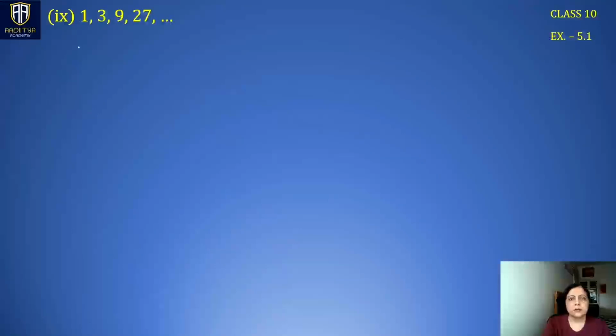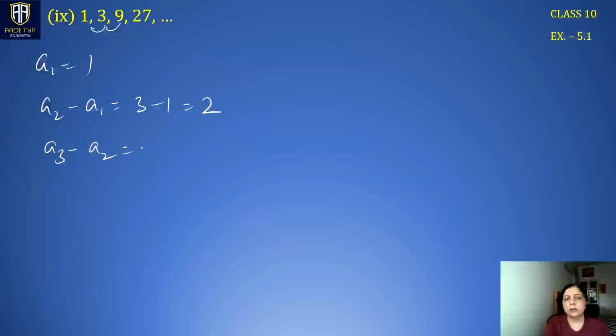Next is 1, 3, 9, 27. Just by looking at the sequence, we can say that this is not an AP. a1 is 1. a2 minus a1 is 3 minus 1, that is 2. a3 minus a2 is 9 minus 3, which is 6. So, since the differences are not the same, we can say that this is not an AP.